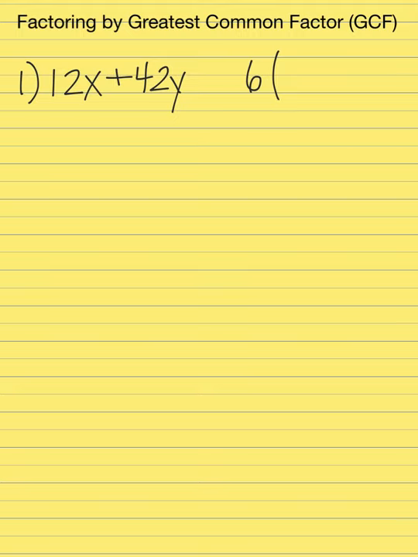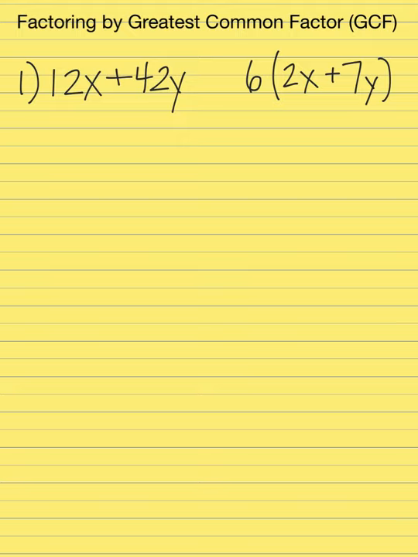And then we just have to think about, well, 6 times what is 12x? So 6 times 2x would be 12x. And 6 times 7 gives us 42. So we want 6 times 7y, because 7y times 6 is 42. So our GCF would be 6, our greatest common factor. And so our answer at the moment then would be 6 times 2x plus 7y.